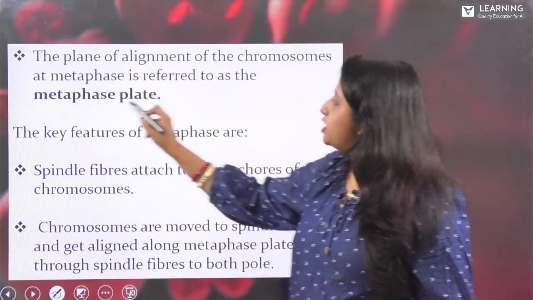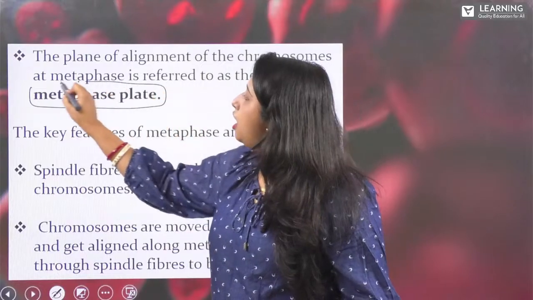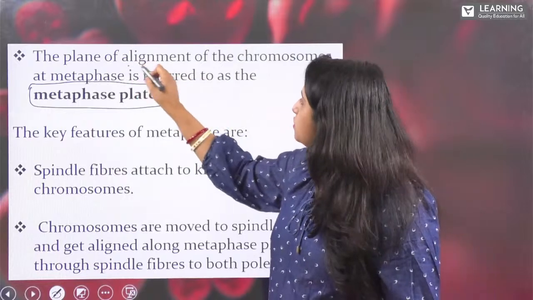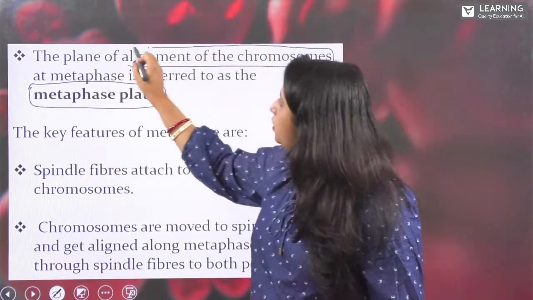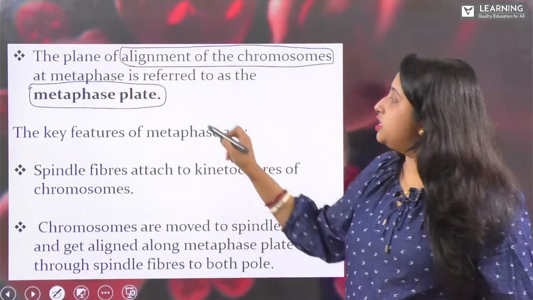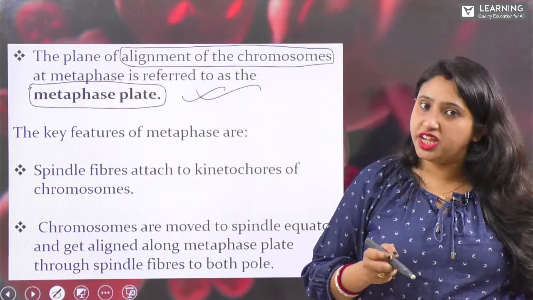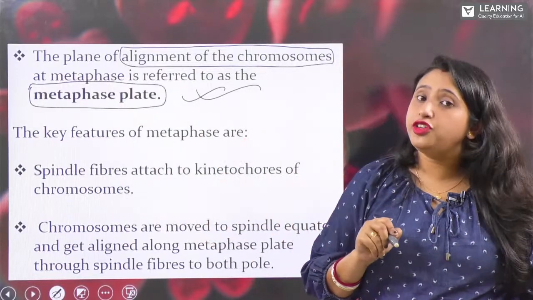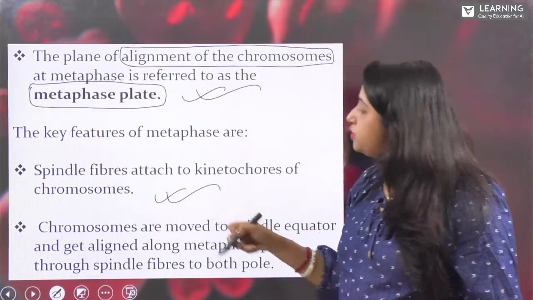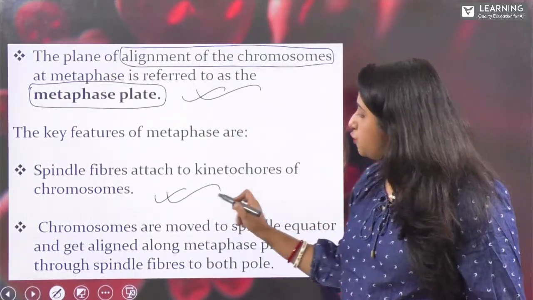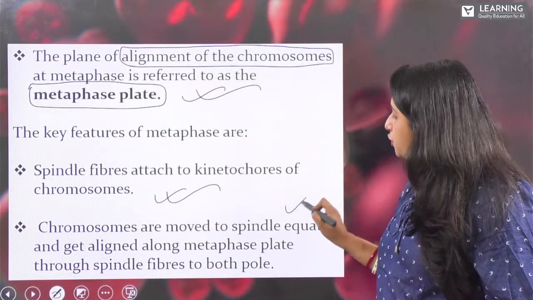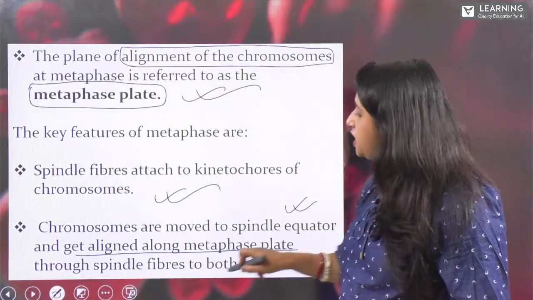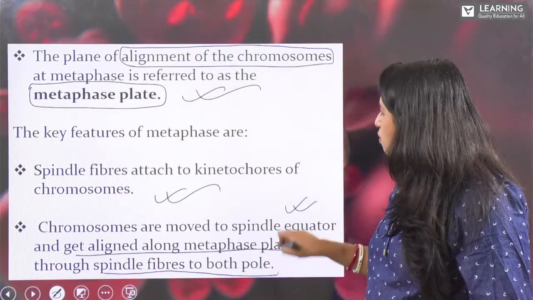In this phase, all the chromosomes align at the equatorial line, and this plate is also referred to as the metaphase plate. What are the key features? You can write it down: spindle fibers are attached to the kinetochores of the chromosomes, and the chromosomes are moved to the spindle equator and get aligned along the metaphase plate through spindle fibers to both poles.